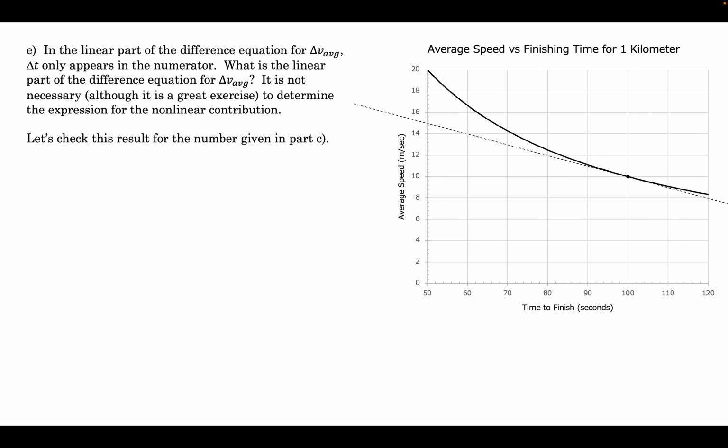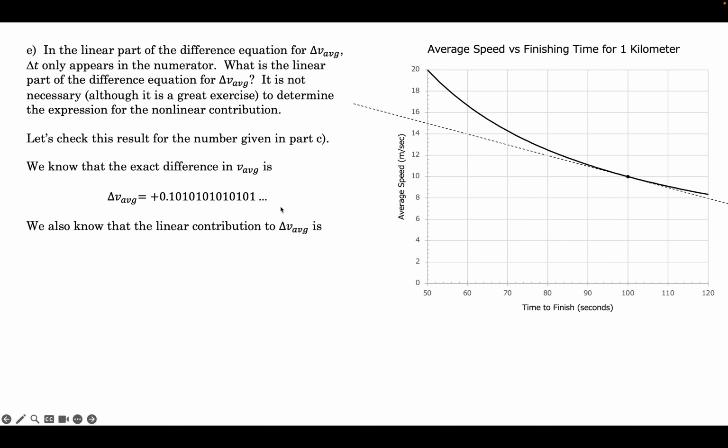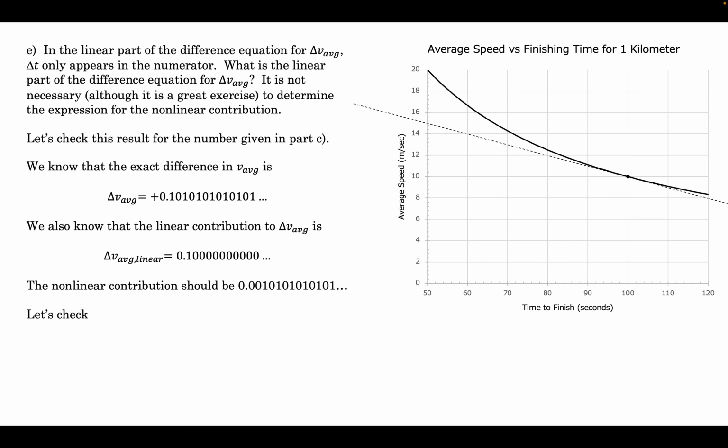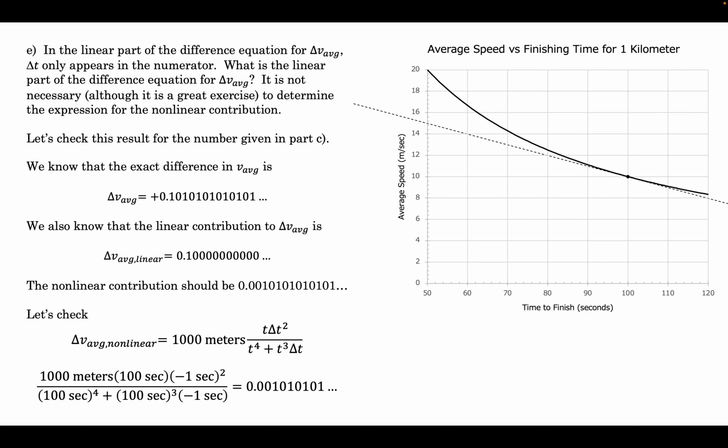And let's check this. We're going to use the nonlinear part and the linear part. The exact answer we know, 0.10101... The linear contribution is 0.1. So the nonlinear should be 0.00010101. And we can plug it in to our equation, and that's exactly what we get. So the nonlinear plus the linear is the exact.